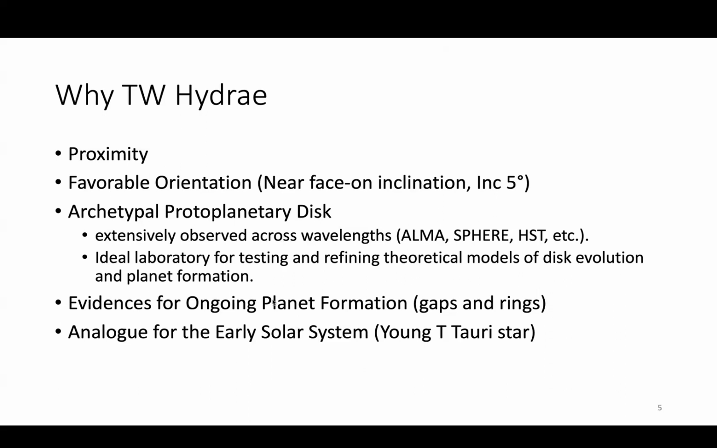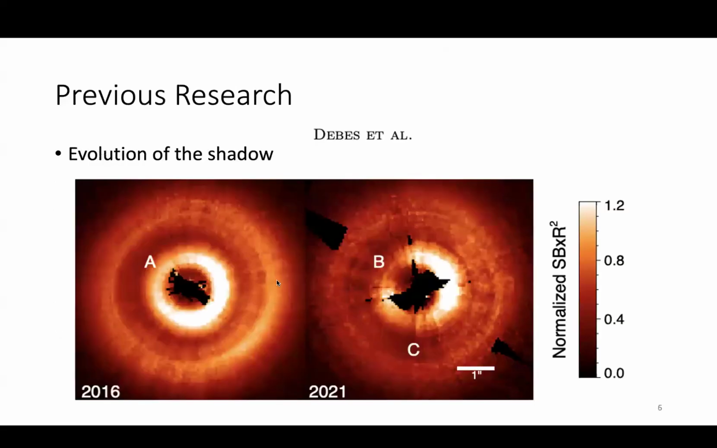Can I ask, why is a near face-on inclination a more favorable orientation versus an edge-on inclination? Yeah, it's because in this way we can see the structure really clearly. If it's edge-on, we will see just a line instead of the 2D image. You can clearly see the structure.